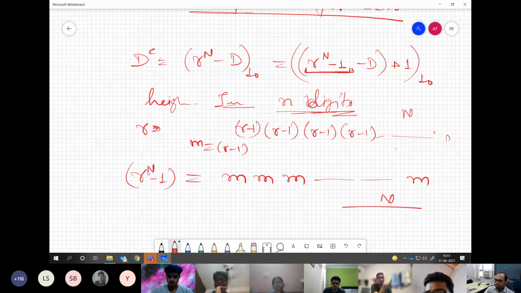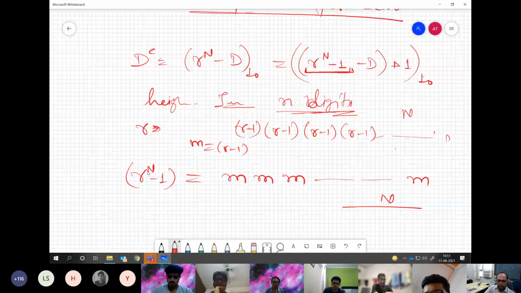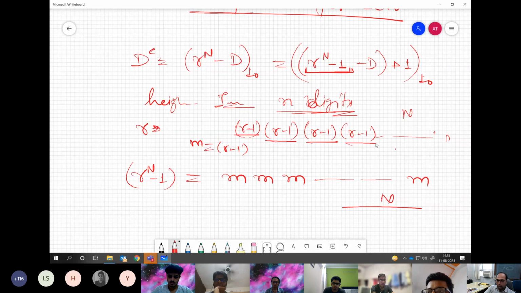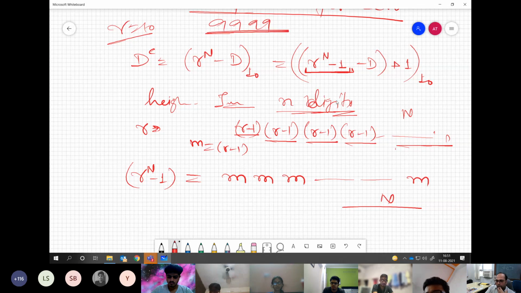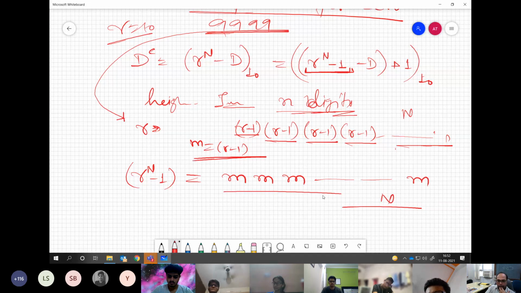How are you representing R^n minus 1 as a product of R minus 1? Again, don't see it as a product. I am saying these are places, n places. Like when you are writing any number, let's say for r equal to 10, what will be the highest number represented for 4 bits? It would be 9999. Yes. So I'm telling you, in general for any r, if m is equal to r minus 1, the highest number would be this repeated series of m for n places. Any confusion in this?